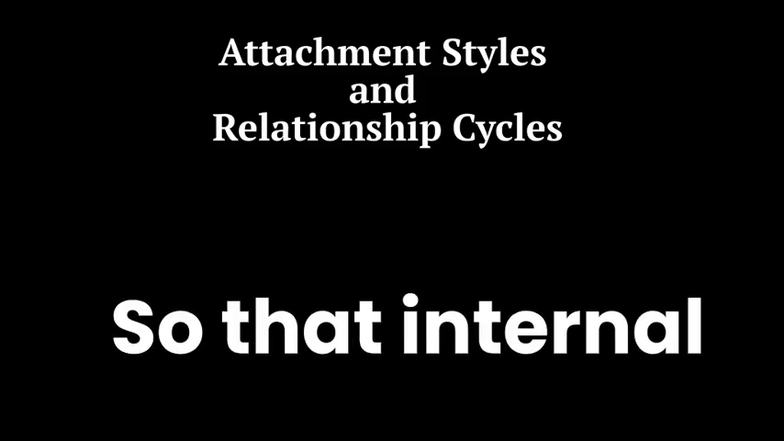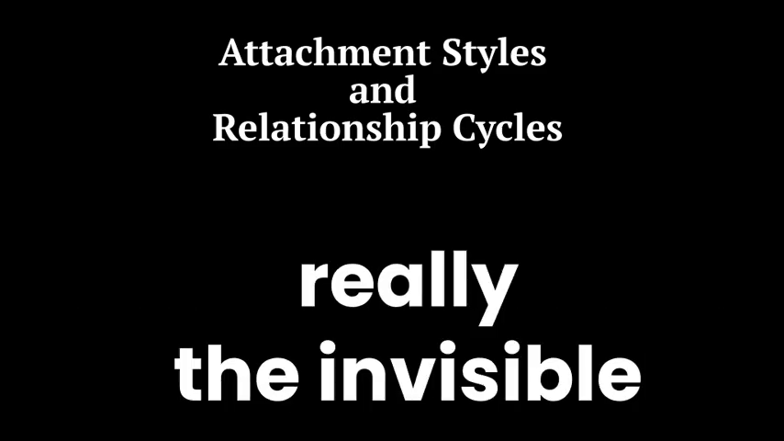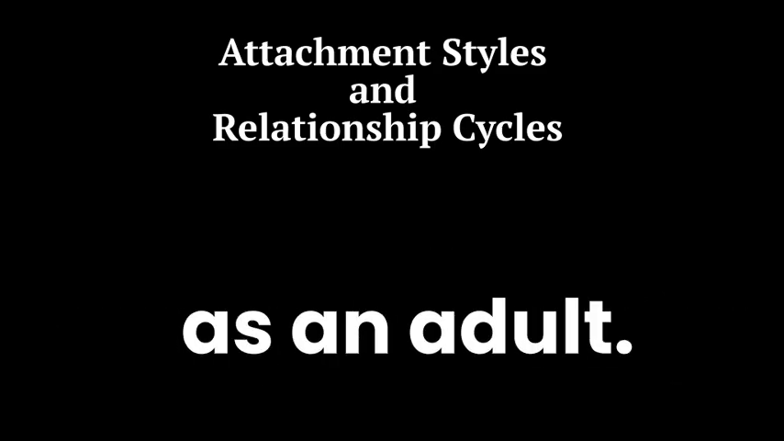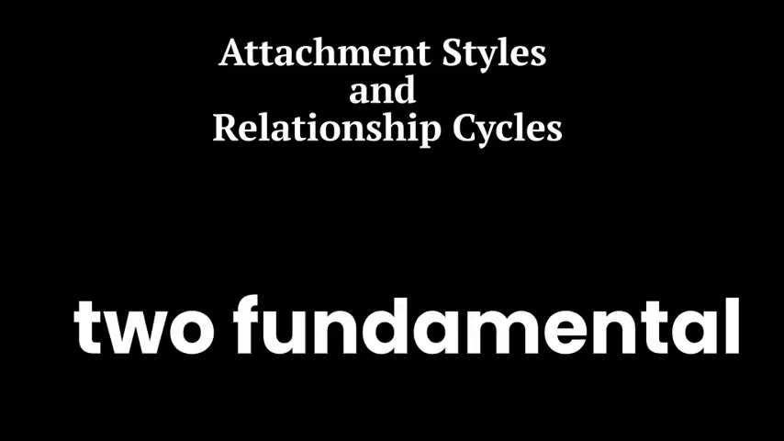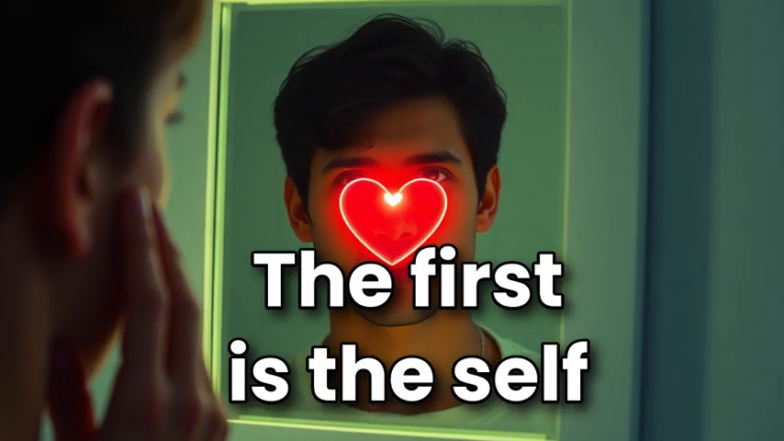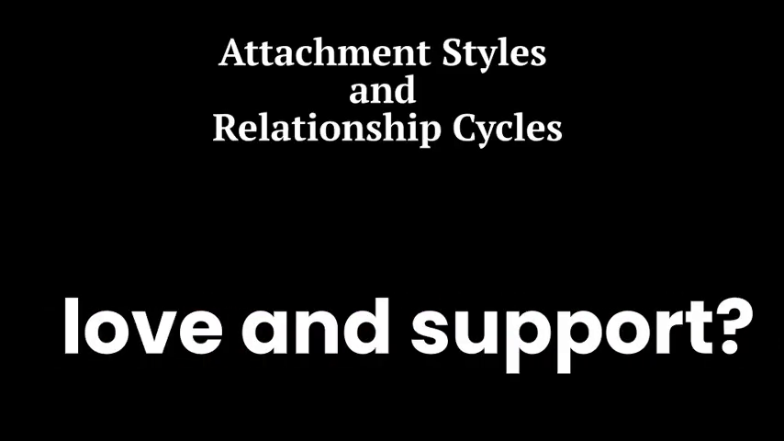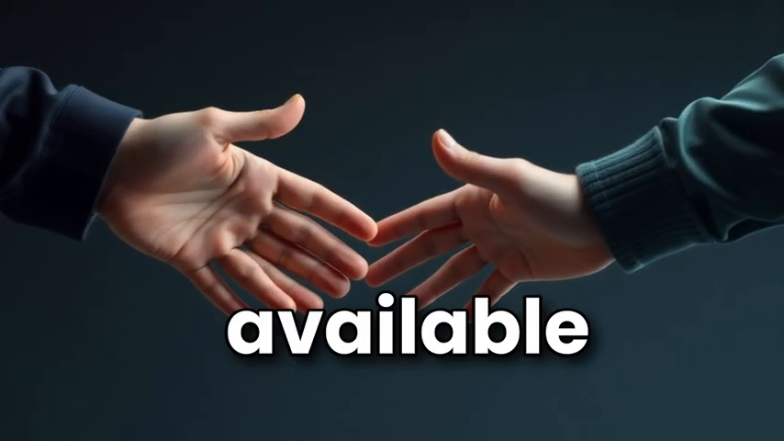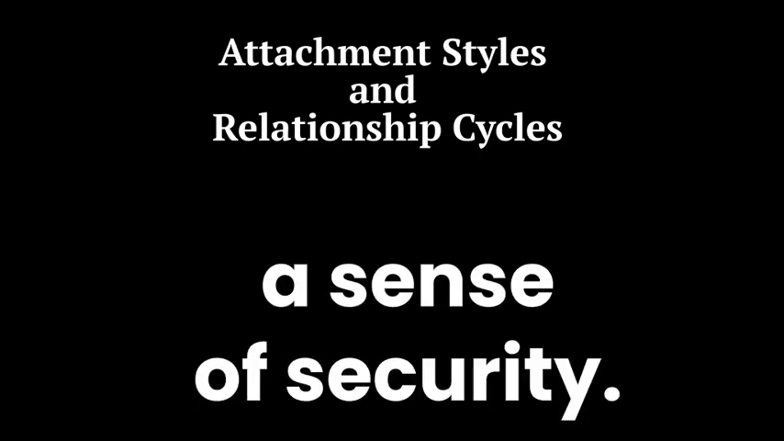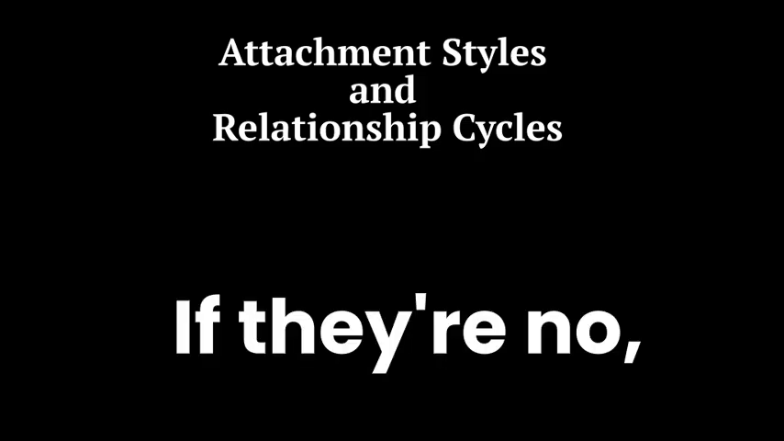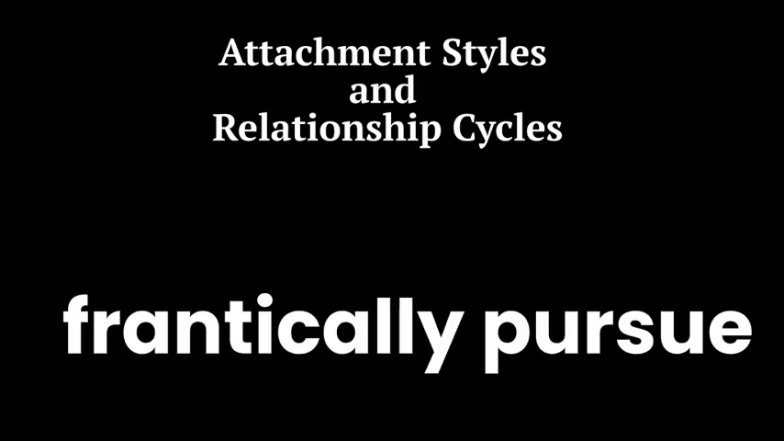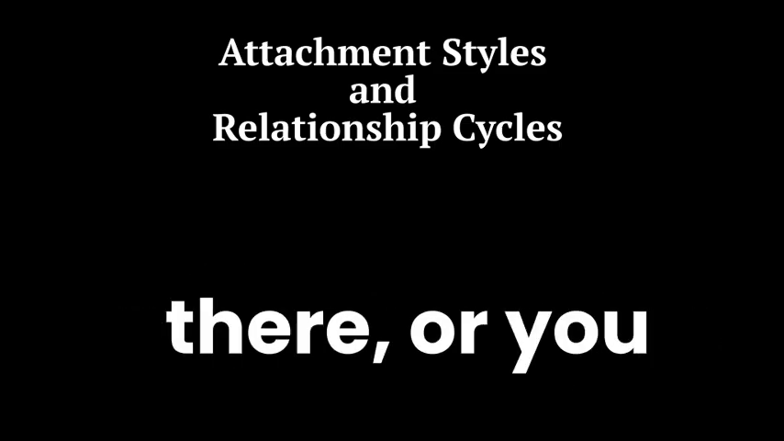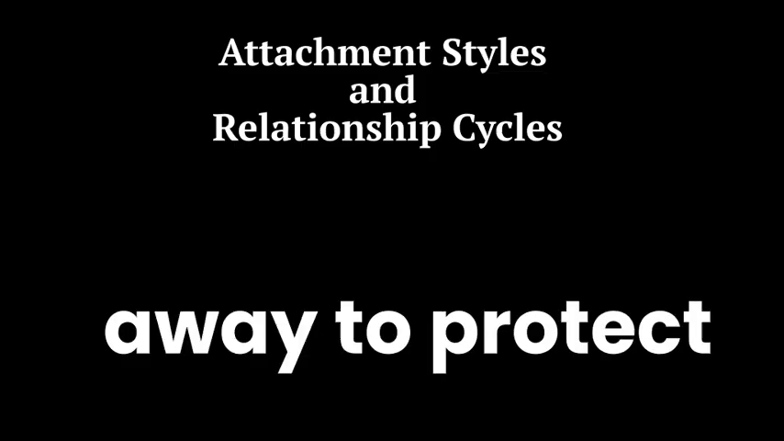Okay, let's unpack that. So that internal working model is really the invisible engine driving your relationships as an adult. It's basically answering two fundamental questions. What are they? The first is the self model, which asks, am I worthy of love and support? Okay. And the second is the other model. Are other people available and responsive when I need them? If your answers are generally yes, you tend to approach relationships with a sense of security. If they're no, then you develop strategies. Right, you either frantically pursue connection because you don't trust it will be there, or you defensively pull away to protect yourself.